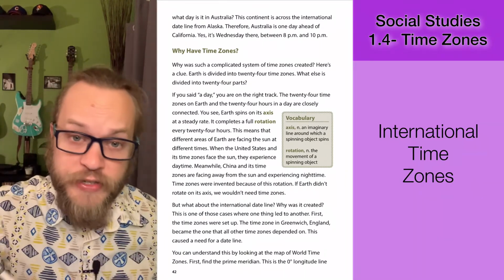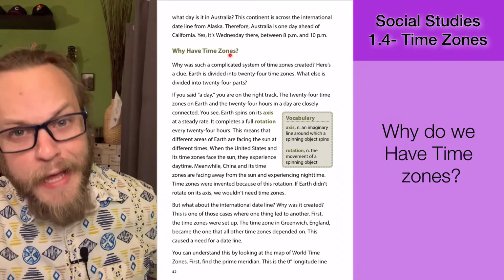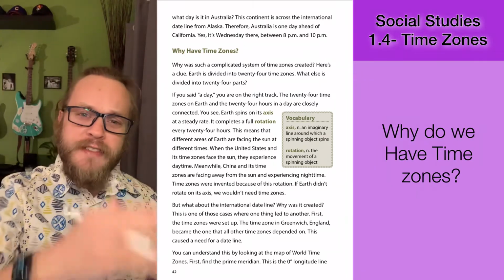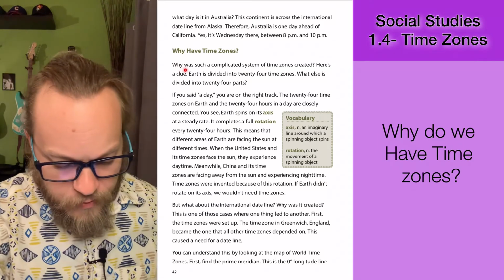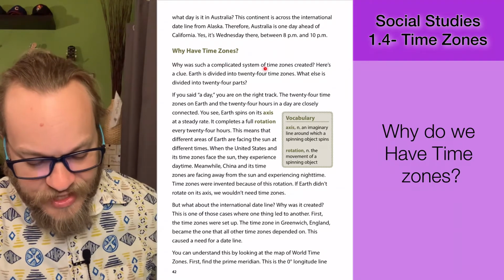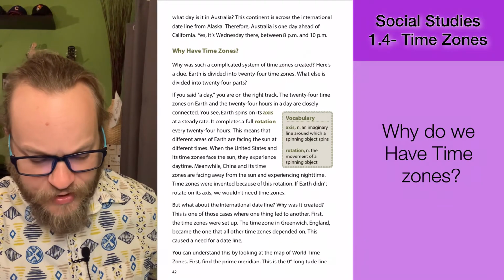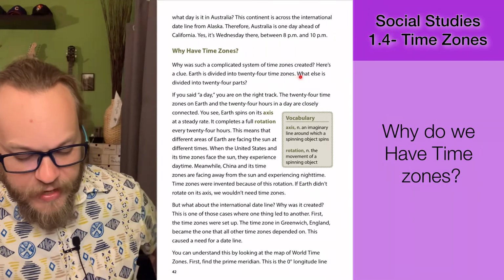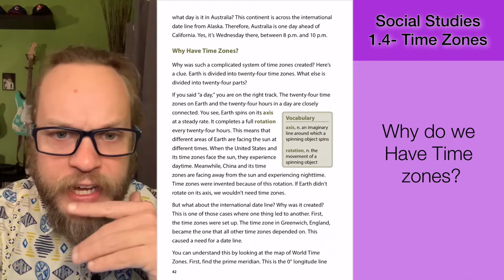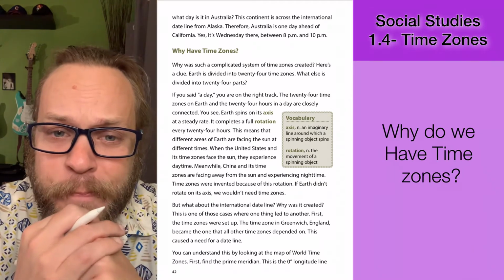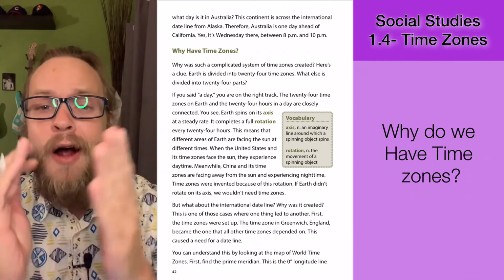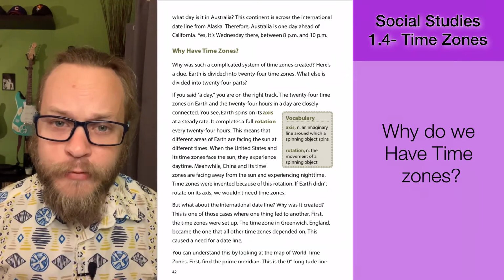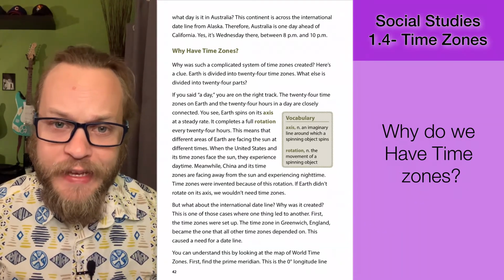But why do we have time zones? Why do we have such a confusing system? Well, why is such a complicated system of time zones created? Well, here's a clue. Earth is divided into 24 time zones, and what else is divided into 24 parts? Our day. Our days are split up into 24 parts. There's 24 hours in a day.